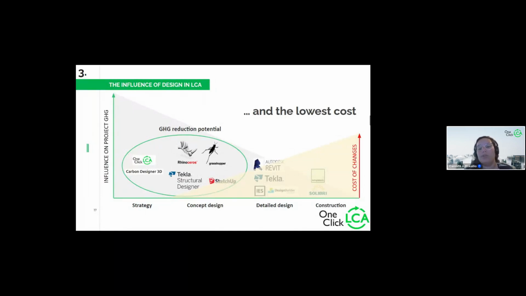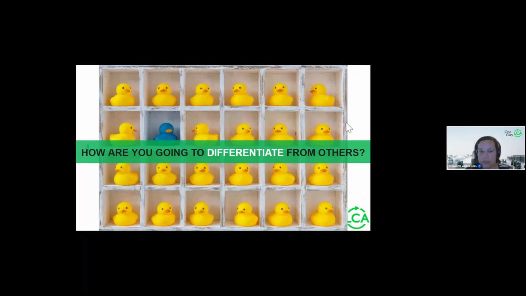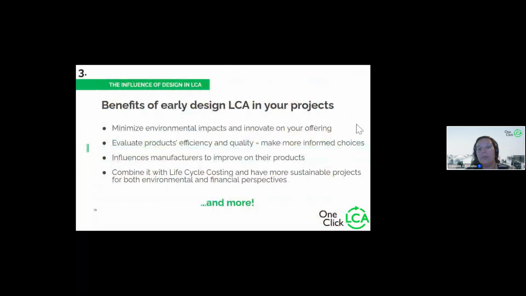And how are you going to differentiate from others? So basically, performing early design lifecycle assessment, I would say, because with this, you are able to minimize the environmental impacts and innovate on your offering because you can already include it as part of your offer. Let's say if the customer doesn't want to do a certification project, for example, at least you can do the carbon footprint of their project. You can also evaluate the product's efficiency and quality and make more informed choices.